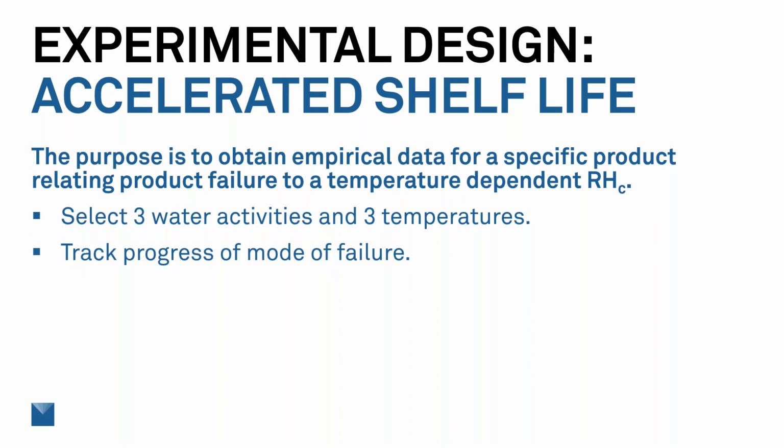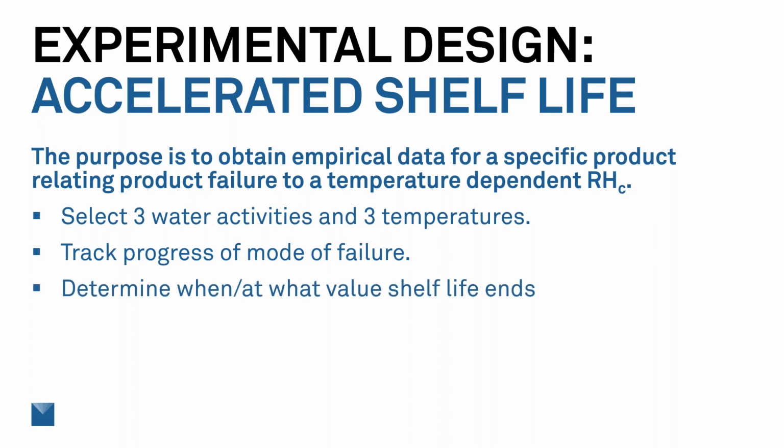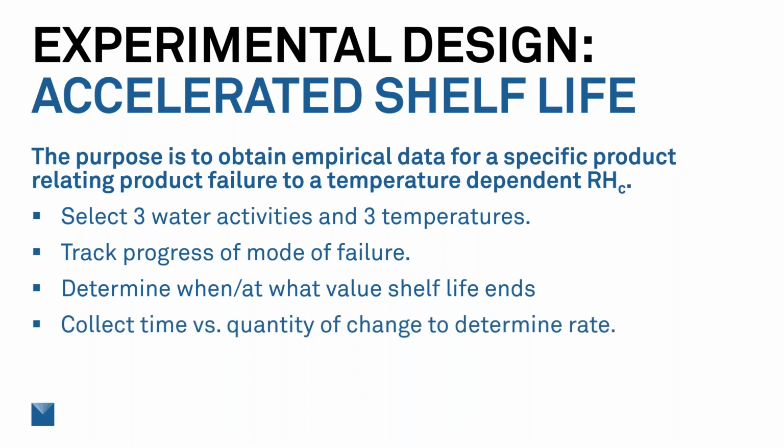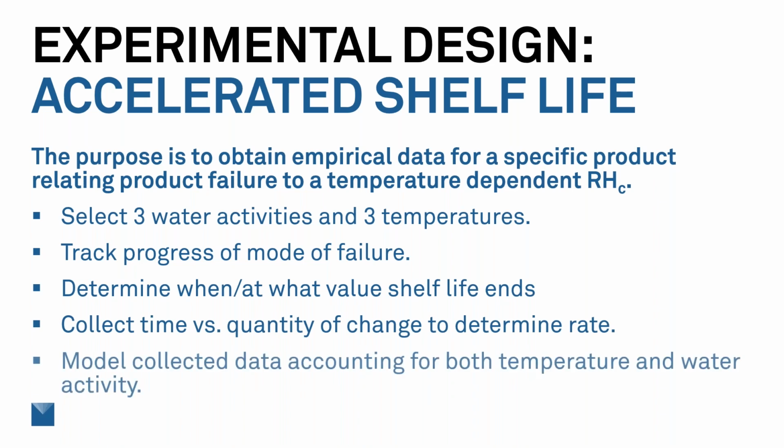And then you're going to track the progress of the mode of failure. So if, let's say, you're doing lipid oxidation, you need to measure the oxidation level. And you also need to determine when that's going to fail, because like I mentioned before, you can have some changes in your product and still be within your shelf life. It's at the point where it's undesirable or not acceptable to the consumer anymore. So you have to decide when that is going to happen. Things are going to change with products, but you have to determine when that is no longer acceptable anymore. And then we collect time versus quantity of change to determine the rate.